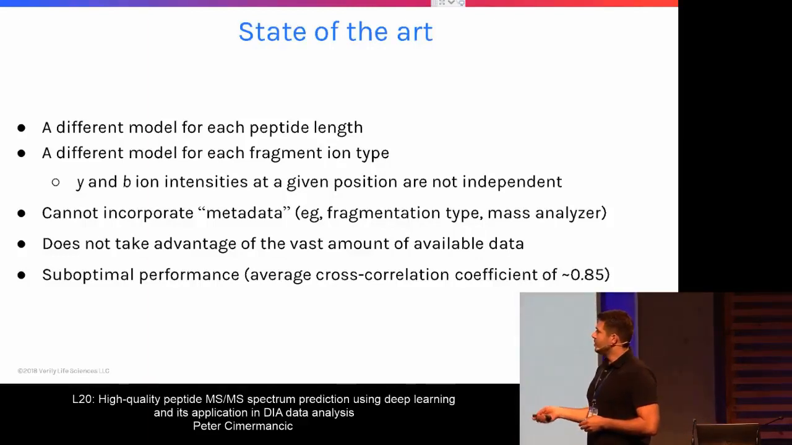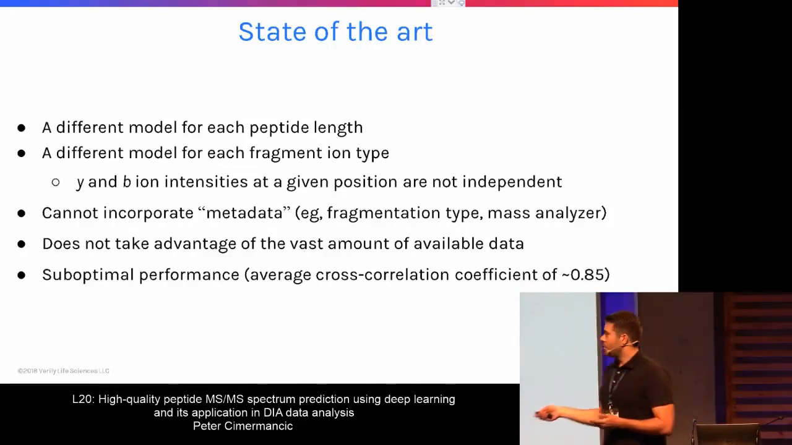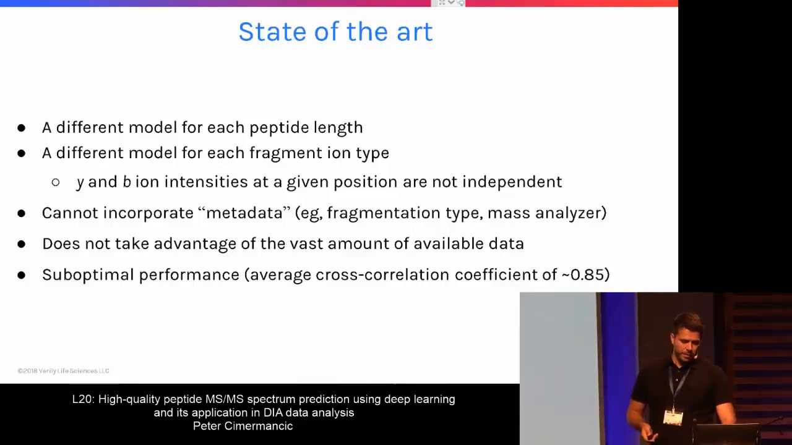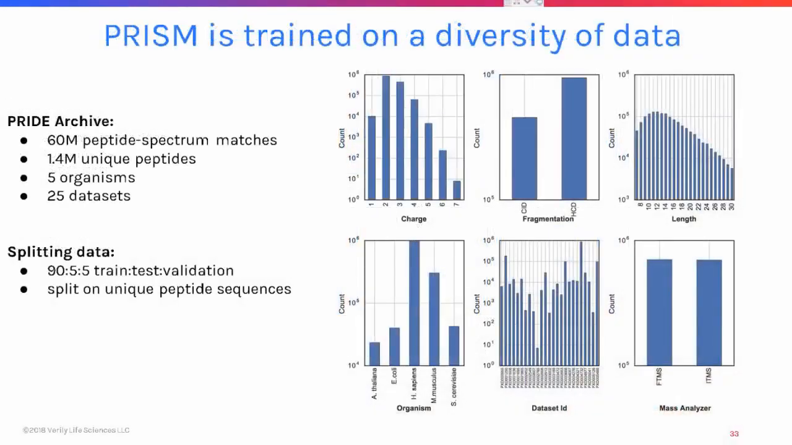So all of these disadvantages result in suboptimal performance. For example, for MS2-PIP, if you look at the correlation between predicted and measured experimental spectra, it's about 0.85. We would like to improve that. So, collaborating with the Cox group, we collected lots of data from PRIDE and annotated it using MaxQuant. The number of data sets that we looked at was 25, from 5 different organisms, which resulted in about 1.5 million unique peptides or 60 million PSMs.